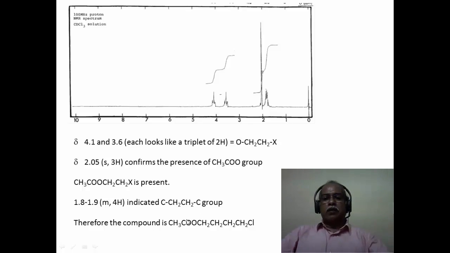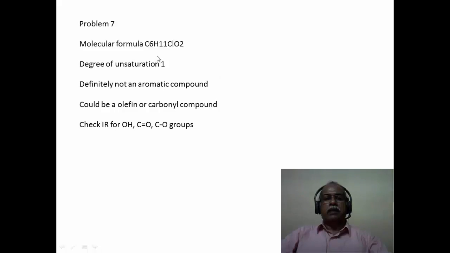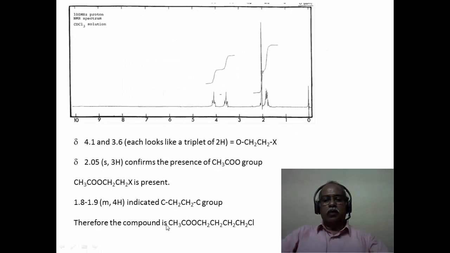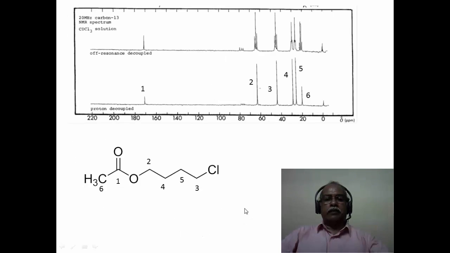compound, and the acetate group of course is very visible in the proton NMR spectrum. So this corresponds to the molecular formula which is given here as C6H11ClO2. This is C6: 1, 2, 3, 4, 5, 6. There are 6 carbons, C6, and this is H11O2Cl. It fits the molecular formula, this particular structure. And let us see if the carbon 13 spectrum also confirms this particular data.